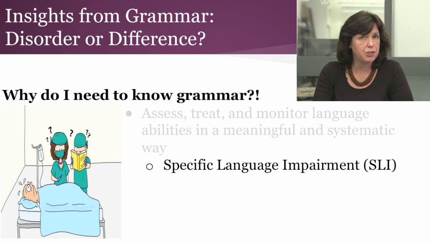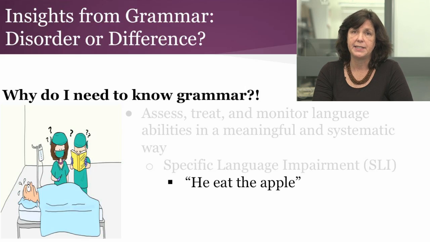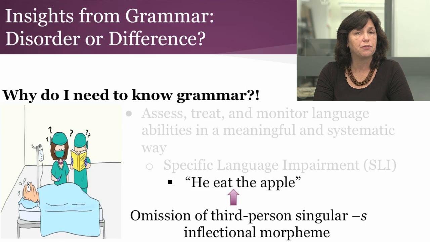Take specific language impairment, or SLI, for example, which is a language delay not accounted for by any other developmental delay and can specifically affect the development of grammar. A child with SLI might say something like, "He eat the apple." In this case, we need to know that this child is omitting the inflectional morpheme S associated with the third person singular form of the verb to eat.